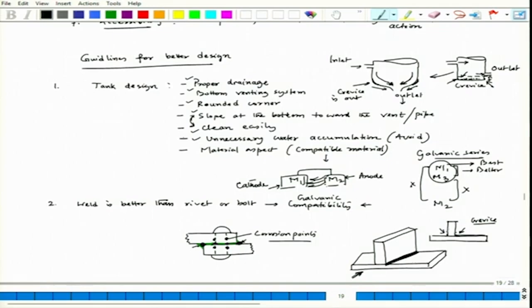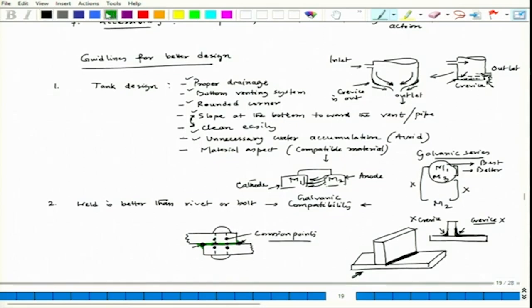So, what we can do, we can put a little extra weld here and make it rounded. After the welding, we can also do a little bit of grinding, so that actually removes the crevice. So, now there is no gap since it's a continuous weld, and we have also tackled the crevice part.